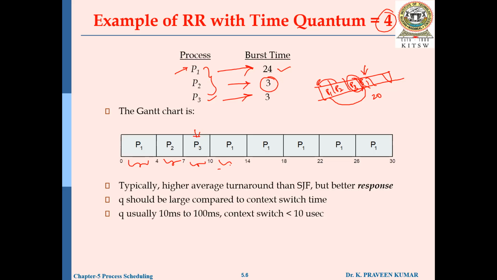So it will take 4 units of time, 4 units, again 4 units, 4 units, 4 units, because there is no other process. There is only one process, that is P1. So by the end of your Gantt chart, P1, P2, and P3 will have completed their burst time. Now you can calculate the average waiting time. You already know how to calculate the average waiting time, right?